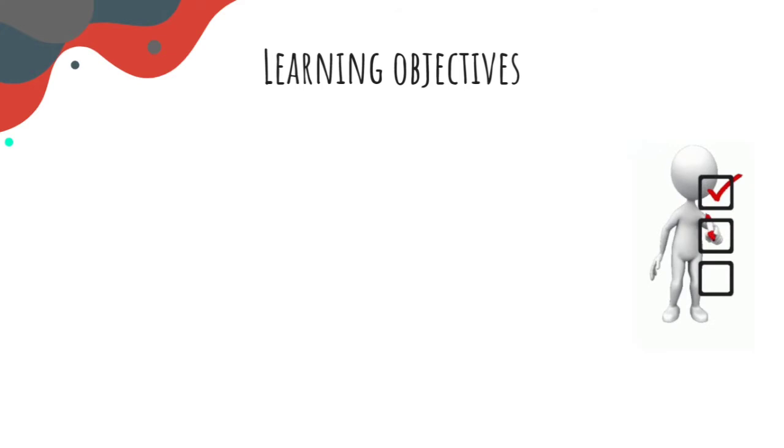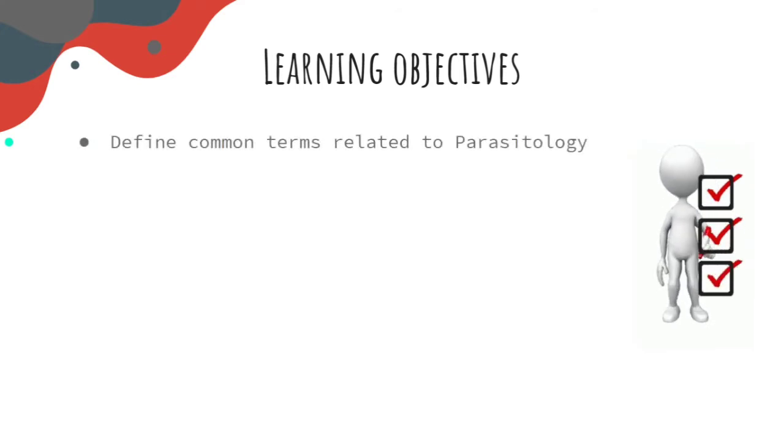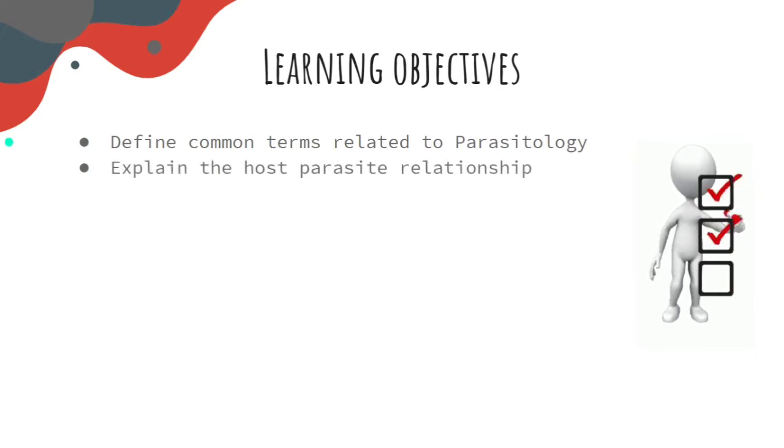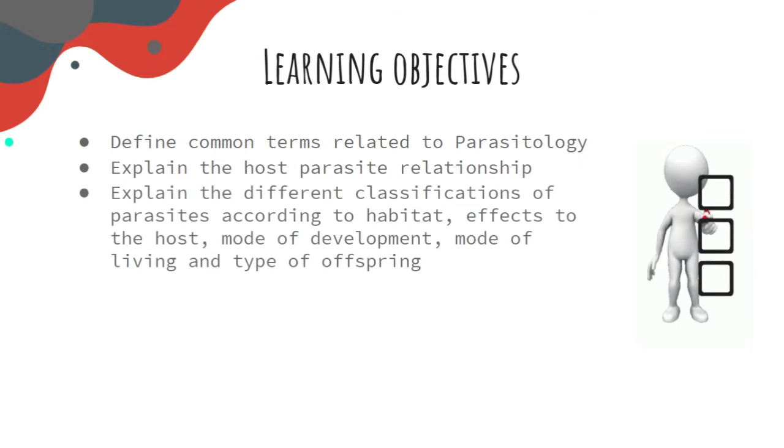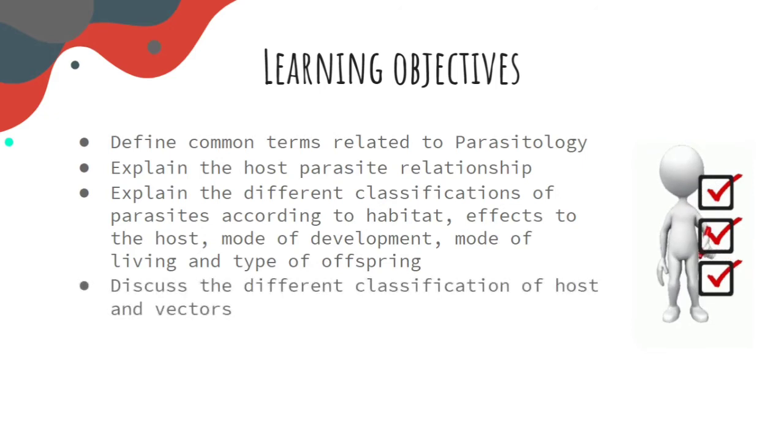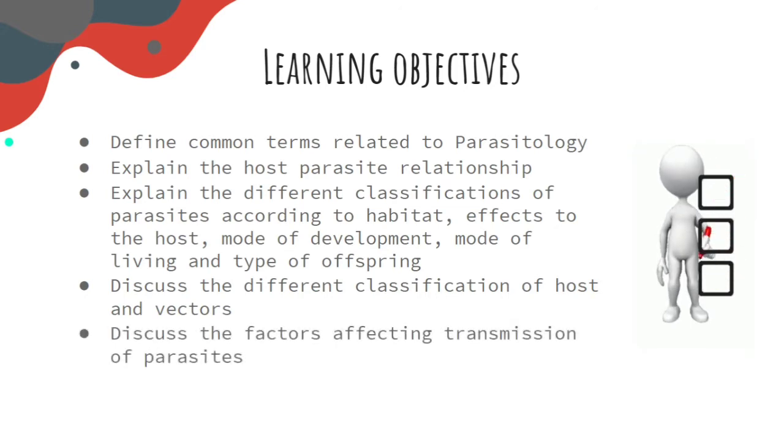So, learning objectives for Module 1. Define common terms related to parasitology. Explain the host-parasite relationships. Explain the different classifications of the parasites according to their habitat, its effects to the host, mode of development, mode of living, and the type of offspring. Also discuss the different classification of the host and the vectors. And discuss the factors affecting the transmission of these parasites.